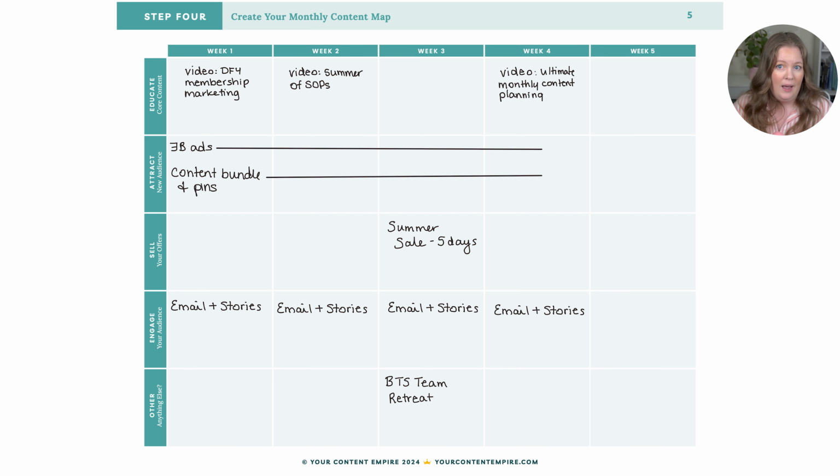Next, in the sell row, add how you're going to sell and promote your paid and your free offers for the week. Maybe you're sending emails, doing a retargeting campaign. This should align with the plan that you created in step number 2 for your monthly promotion.